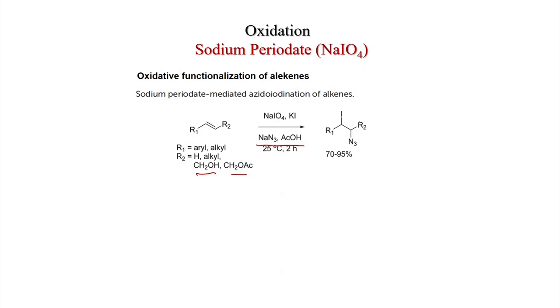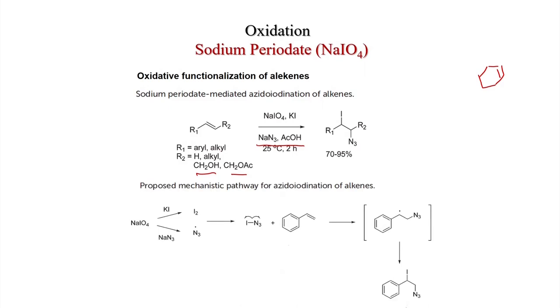formed. So this we have seen with cyclohexene also. Cyclohexene, when treated with this condition, we have seen the iodoazide formation at 45 degrees centigrade. Here acyclic olefins can also generate this iodoazide. So what will be the mechanism here?